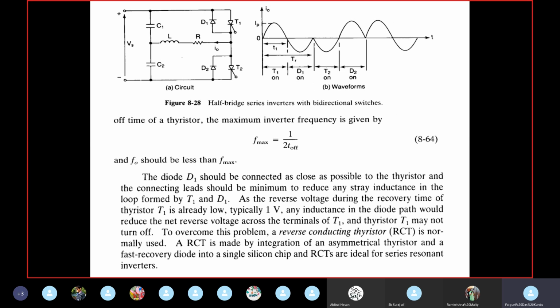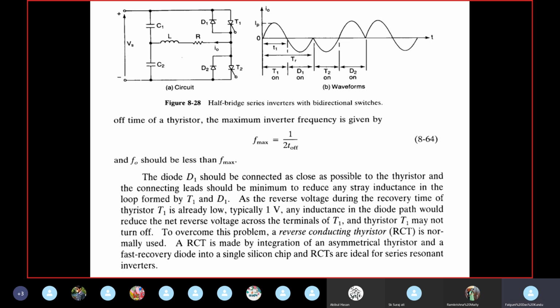Here is a circuit diagram of a half bridge series inverter with bidirectional switches. That means here we are using two thyristors and two antiparallel diodes across T1 and T2. For the first half, T1 is on, then D1 on, then T2 on, then D2 on, and this continues.